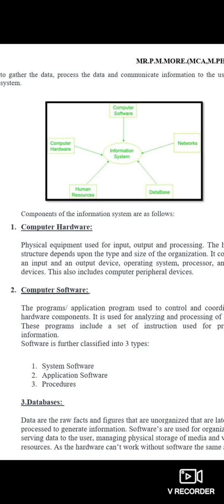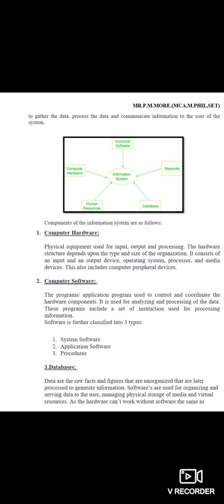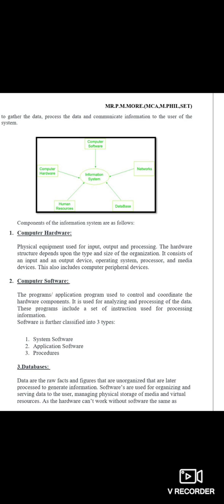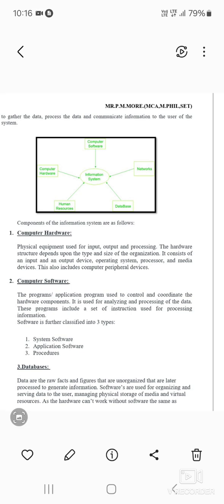Here in an information system, computer software, networks, database, human resources, and computer hardware are the main components of the information system. First, computer hardware. Physical equipment used for input, output, and processing. The hardware structure depends upon type and size of the organization. It consists of an input and output devices, operating system, processor, and media devices. This also includes computer peripheral devices.